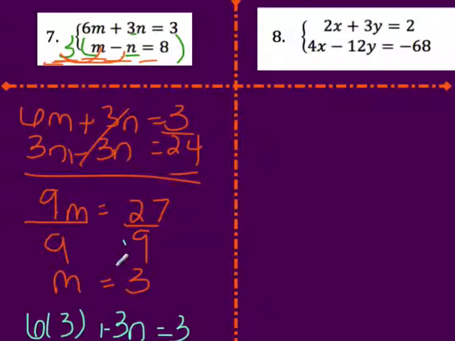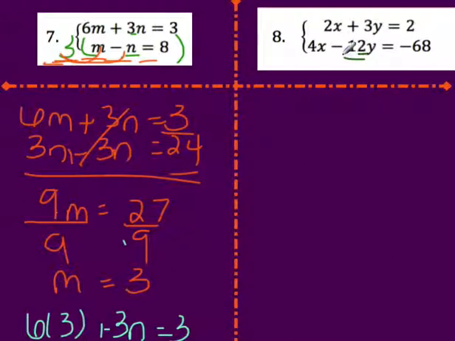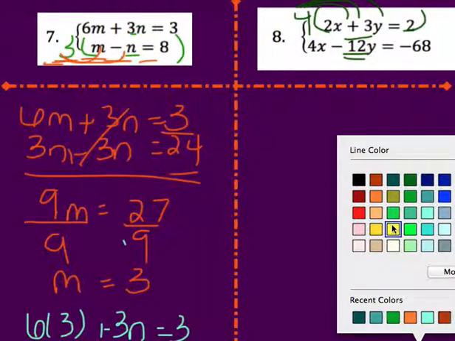All right, so let's take a look at number 8. For number 8, I notice that my y's have opposite signs, so I'm halfway to what I need. I have 3, and somehow I need to take 3 and make it multiply to 12. So I ask myself, what do I need to multiply 3 by to get 12? Well, I need to multiply 3 by 4. So I'm going to take this first equation and multiply each thing in there by 4.